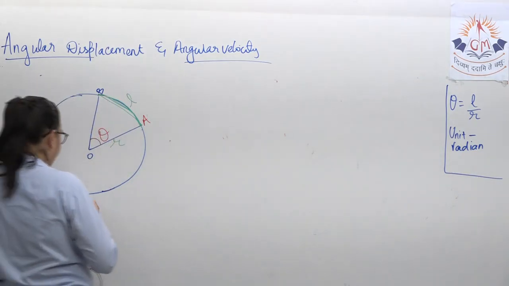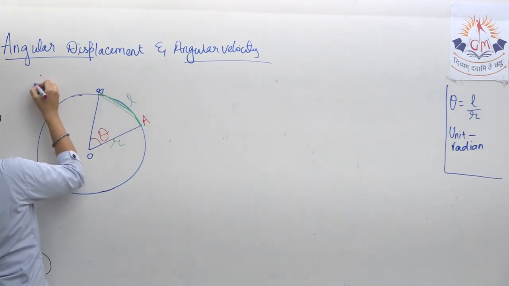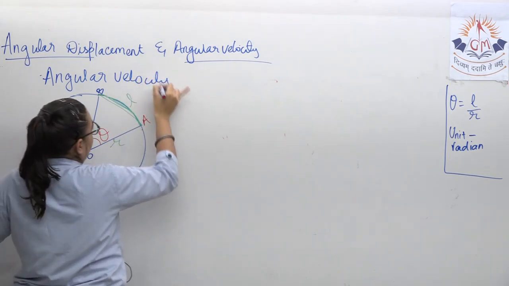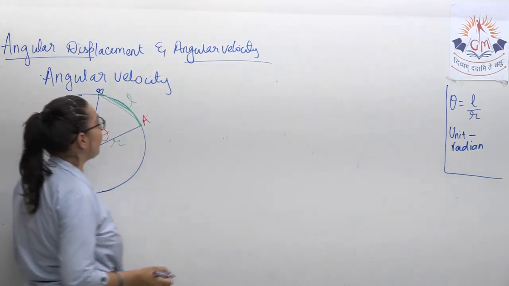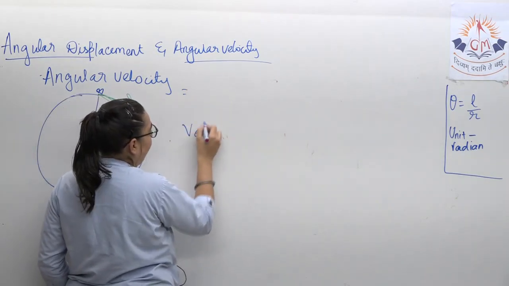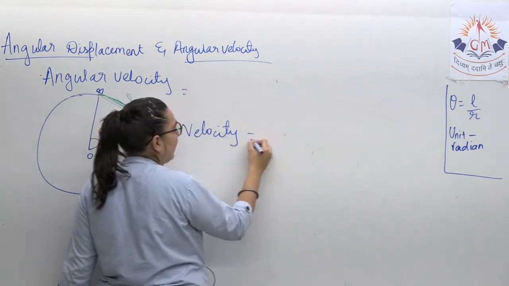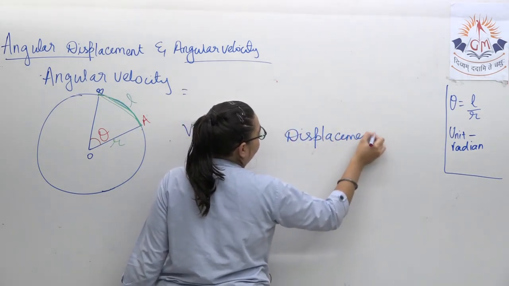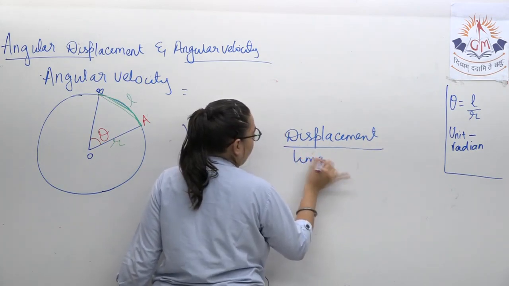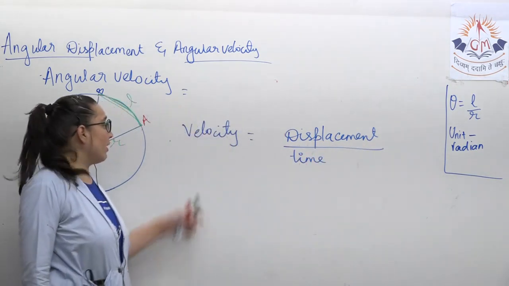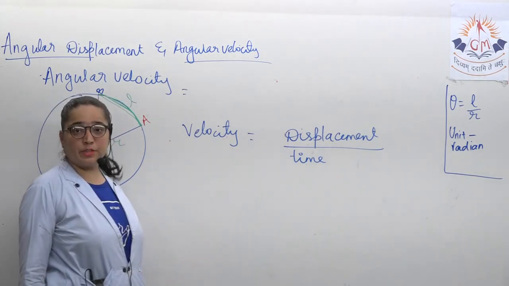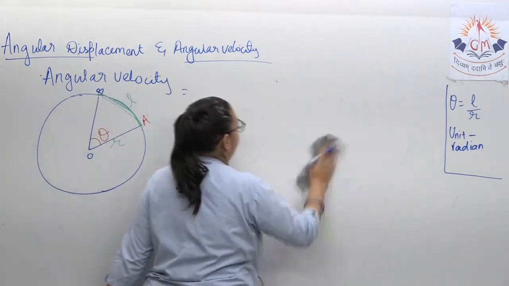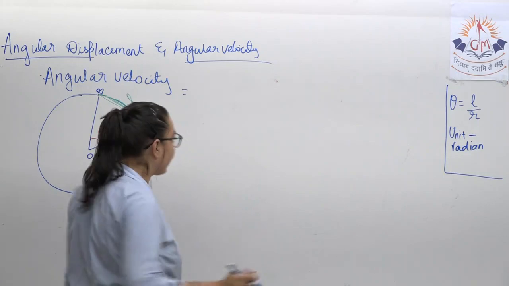Which concept are we going to do? Angular velocity. How is angular velocity defined? You know how velocity is defined. The basic definition of velocity is displacement upon time. Right? What is the formula for velocity? Displacement upon time. Now what will be the formula of angular velocity? It will be angular displacement upon time.